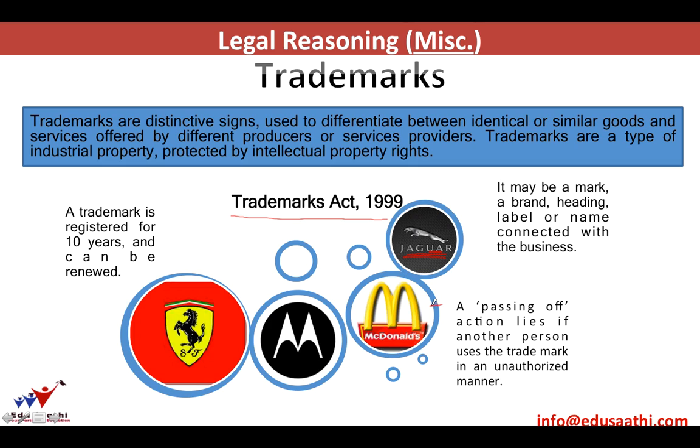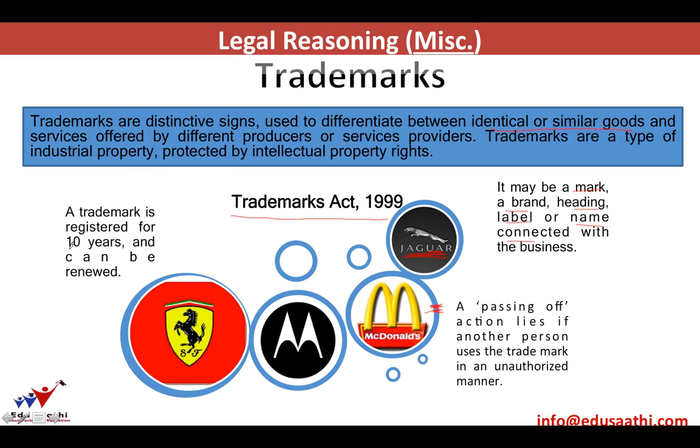So the trademark would differentiate a certain brand from other similar brands. The definition says that it's used to differentiate between identical or similar goods. There could be another person making burgers or cars similar to Jaguar or McDonald's. In that case, the brand name or this trademark would differentiate it from the other burgers. So the Trademarks Act 1999 provides it may be a mark, a brand, a heading, a label, a name connected with the name of business.